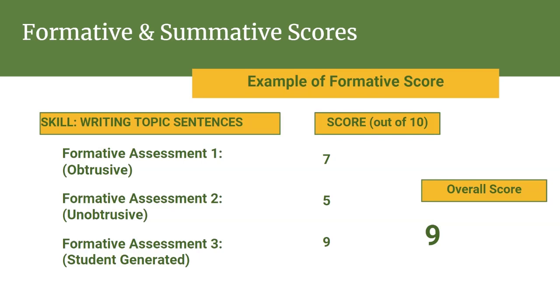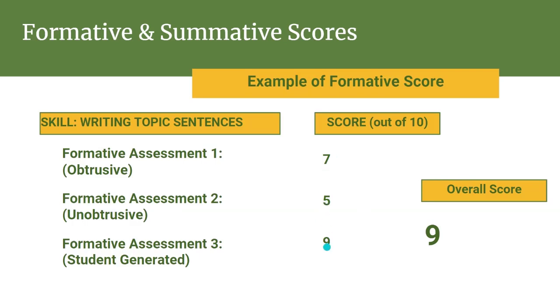However, for Marzano, he would say that this is how we should do it. Suppose there are three types of assessments that you have, formative assessments that you have assigned to the students. The first one, the student gets a 7 out of 10, then he gets a 5 out of 10, and then he gets a 9 out of 10. Remember, you have clear learning goals. These are different assessments, assessment 1, 2, and 3, but they all are assessing the student on the same learning goals.